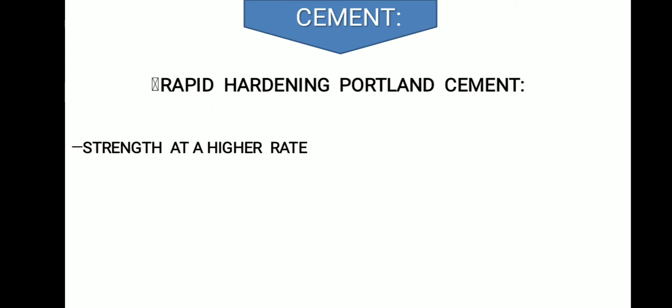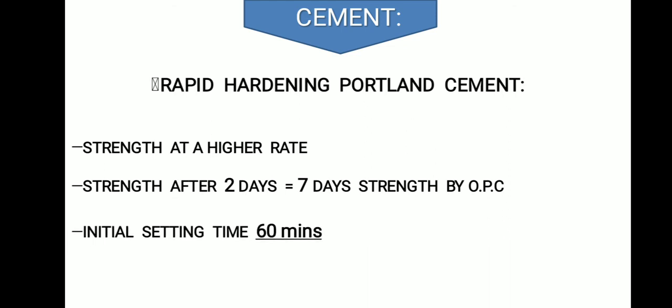Okay, so RHC develops strength at a higher rate as compared to the OPC, ordinary Portland cement. Now, one main point we need to look at: the strength produced by the RHC after 2 days will be equal to 7 days strength by OPC. So now here you can see how fastly, how rapidly, how quickly this cement gains strength.